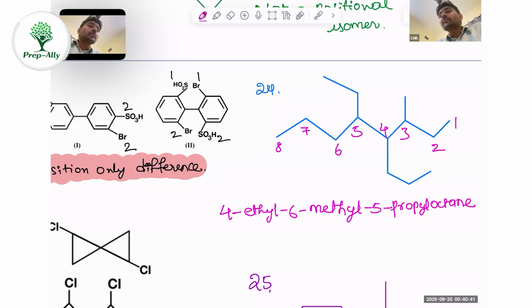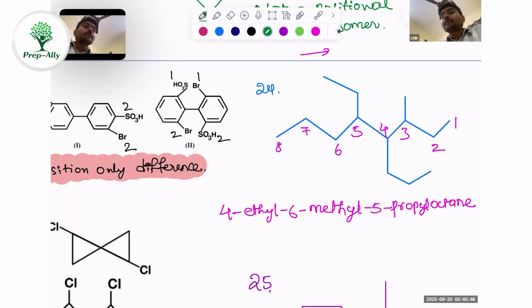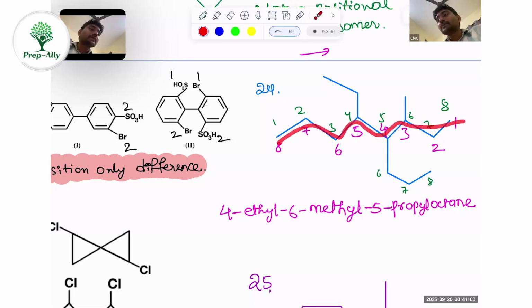If I am moving from left to right, I will give, for example, 1, 2, 3, 4, 5, 6, 7. Total 8 carbons are there, there is no doubt. You can number this way also, 6, 7, 8. Why have we taken this one as the main chain? Here more substitutions are there, but on this side no substitution is there. The chain with more substitutions we have to take as the longest chain.